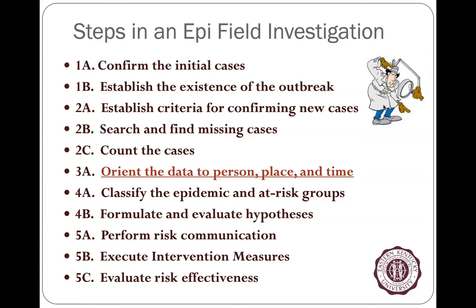So there are a lot of steps in doing an epidemiological field investigation. I'm not going to go through all of these, but it's always important to be able to orient the data, orient our cases in terms of person, place, and time. We need to know who was sick, where they were sick, where have they been, who have they been around, when were they sick, when were they around people. This is one of the most important parts, and that's where contact tracing is really important.